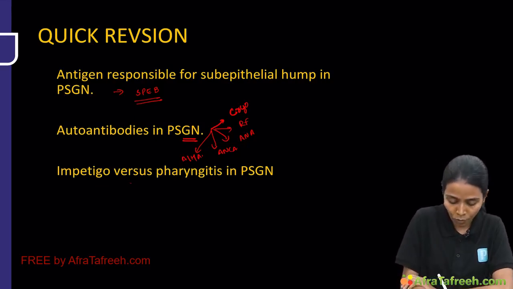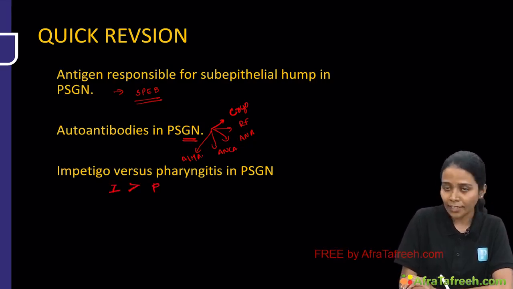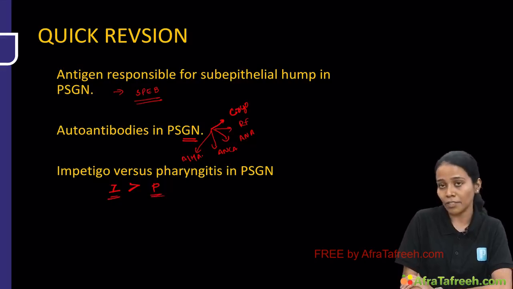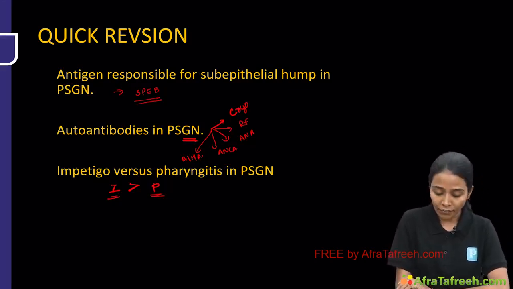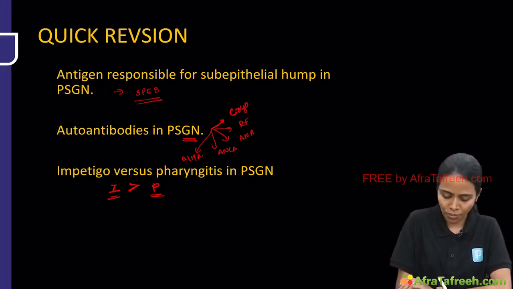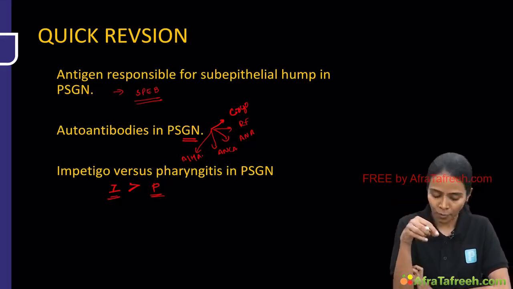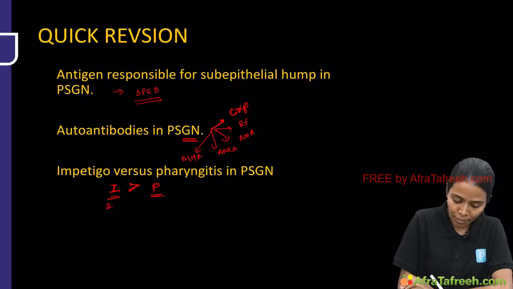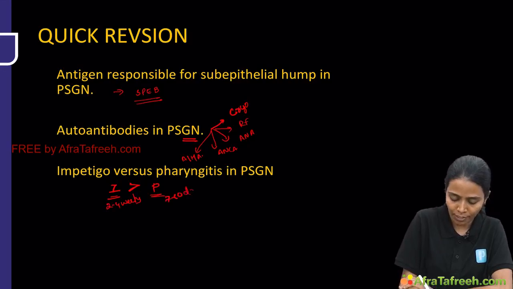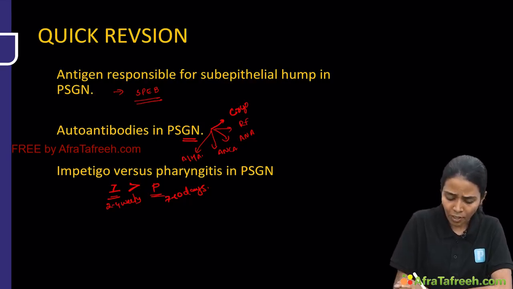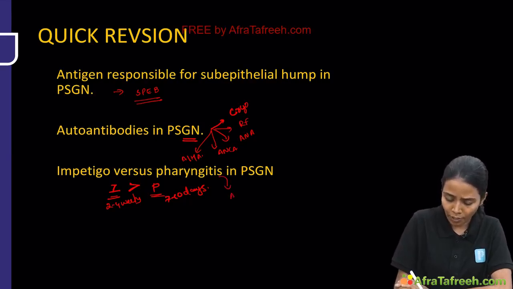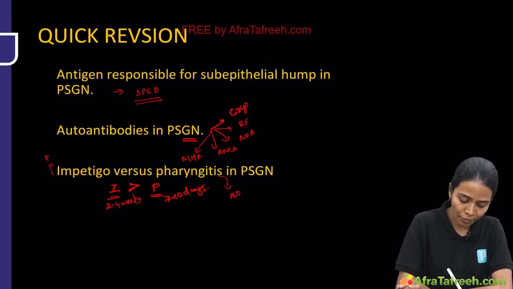So, impetigo versus pharyngitis in PSGN. We know impetigo is more likely to cause PSGN than pharyngitis. And these are the bigger-numbered strains like 43, 47 and 50. Here it is smaller-numbered strains, okay, the number in numerical terms will be smaller. Then impetigo generally takes 2 to 4 weeks to cause PSGN. Here it is 7 to 10 days. Okay, and in throat infection or pharyngitis we have to check mostly for ASO titer, and in impetigo we have to check for anti-DNase B titer.